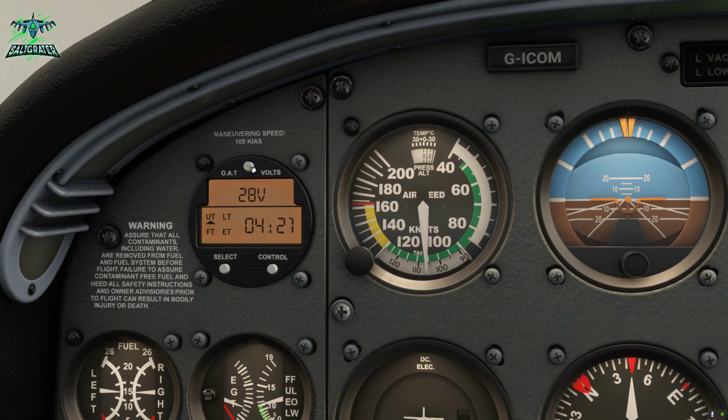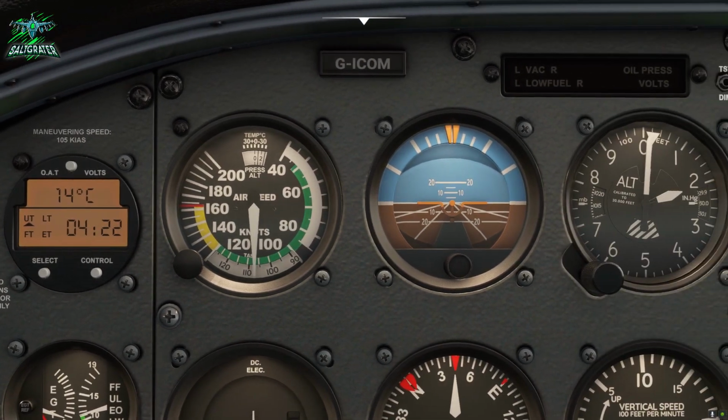The first is our outside air temperature in degrees Celsius. So we're going to toggle our display over here until we get the outside air temperature, and here we can see that our outside air temperature is 14 degrees. The next thing we need to know is our altitude.